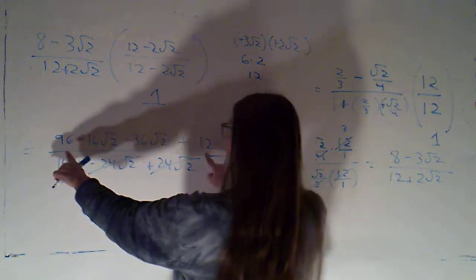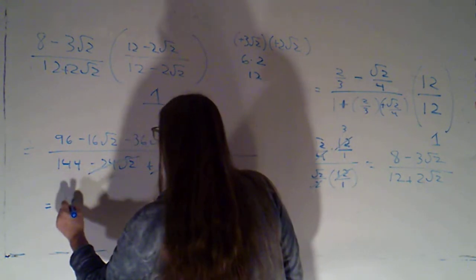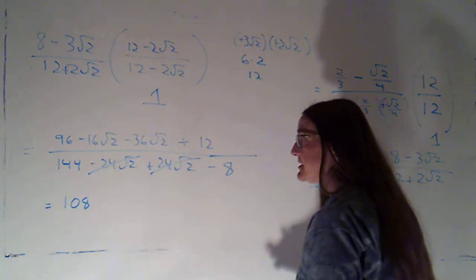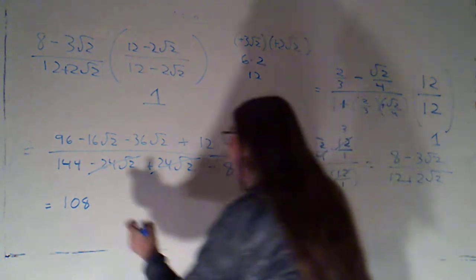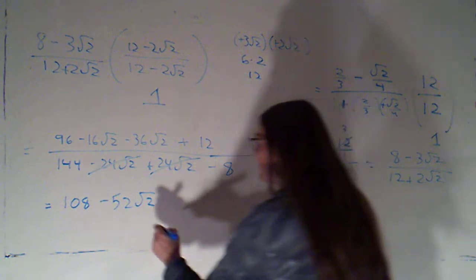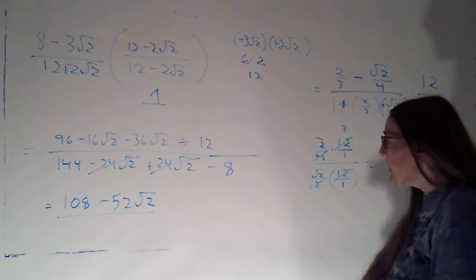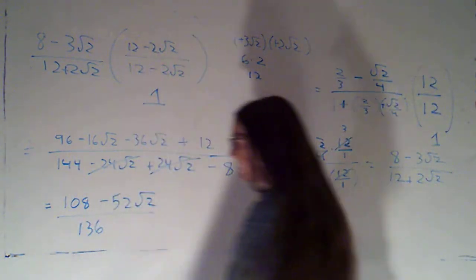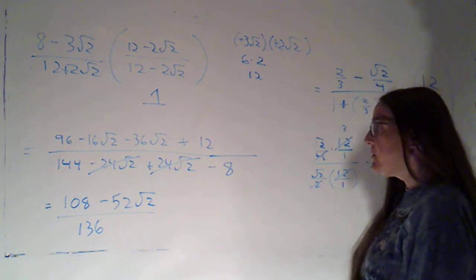On top, I can combine some like terms. So 96 plus 12 is going to be 108. And these are like terms because they're both root 2's. So I've got negative 16 of them and then another negative 36 of them. So that's negative 52 copies of root 2. And then on bottom we have 144 minus 8, which is going to be 136. We are almost there, but I want my fraction to be in lowest terms.